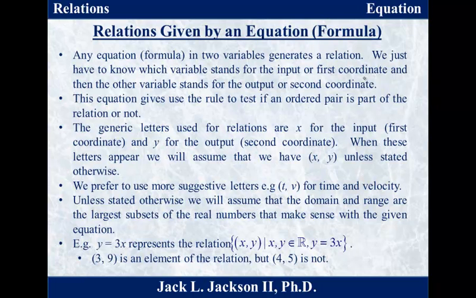Okay, we prefer to use more suggestive letters. For example, if we're dealing with time and velocity, where time was the input and velocity was the output, we'd have ordered pairs of the form t comma v. And we'd use the letters t and v because t suggests time, and v suggests velocity. We'd much rather use suggestive letters rather than the generic x and y.